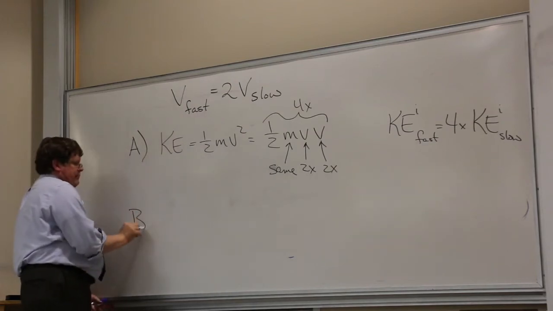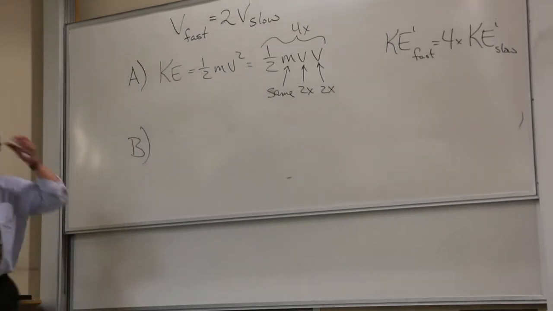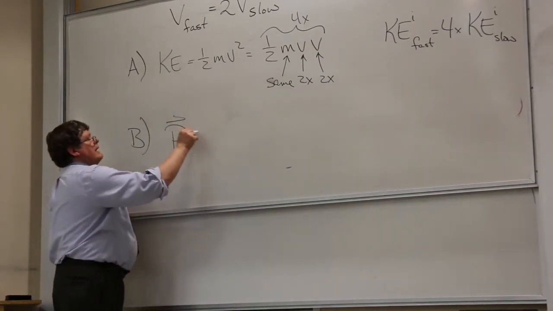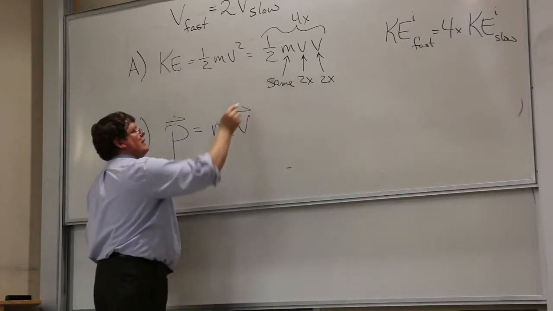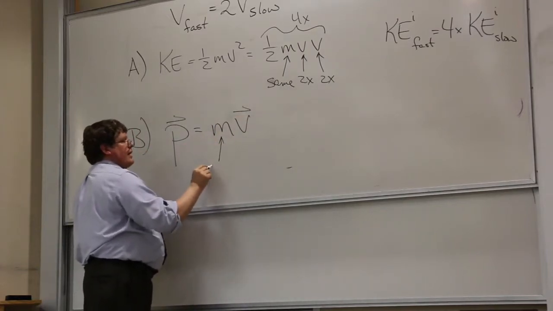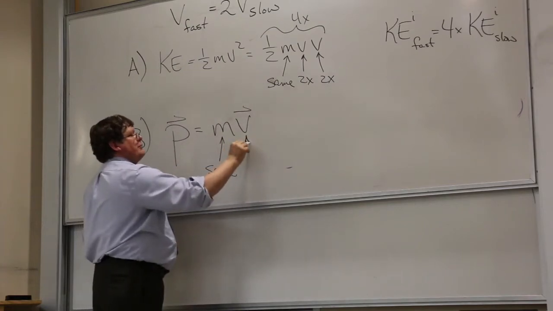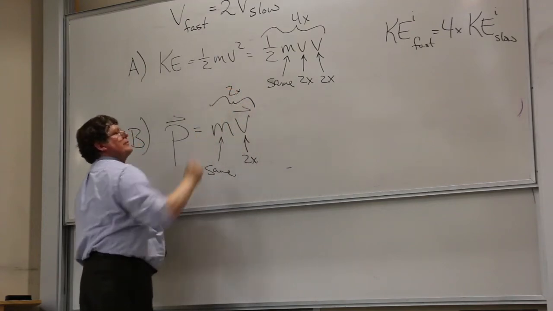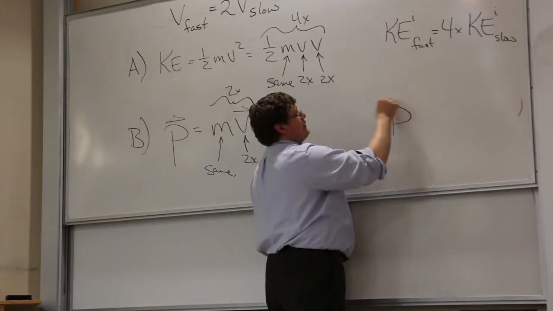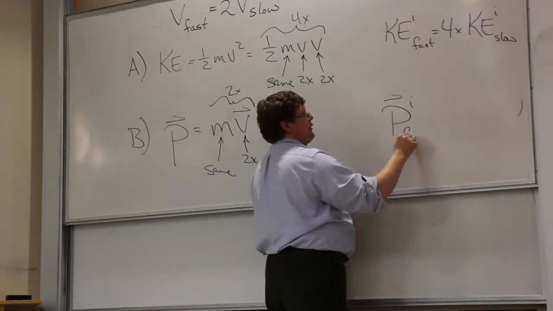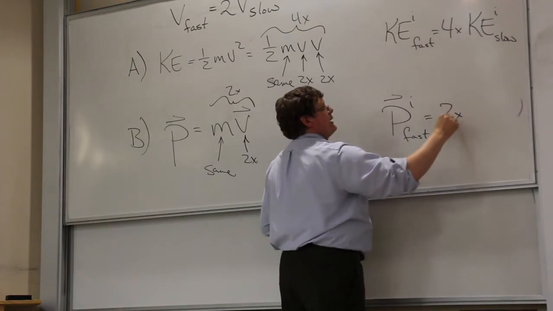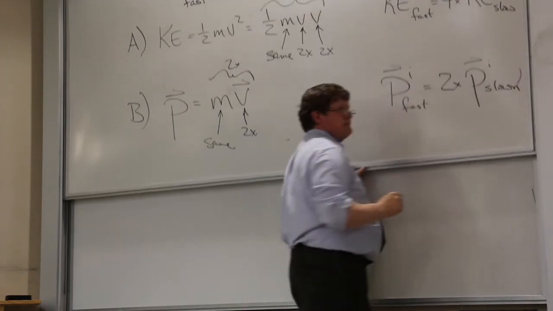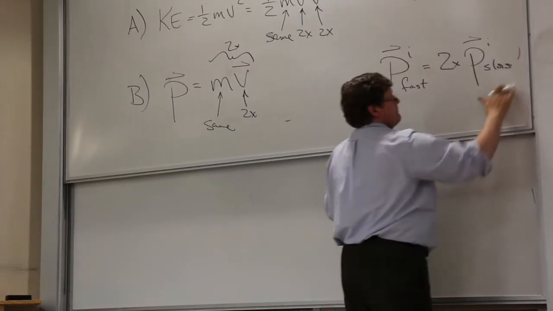Now, on B, it asks us how much more momentum would the faster arrow have? Well, momentum is linearly related to velocity. Again, it's the same arrow, so the same mass, but the speed doubles, and so that means that the momentum doubles, and that means that the momentum initial for the fast arrow is twice as big as the momentum for the slow. Slow, spelled without an N.